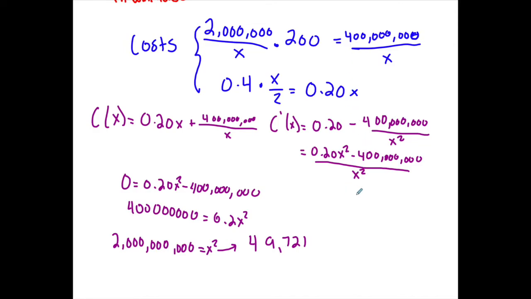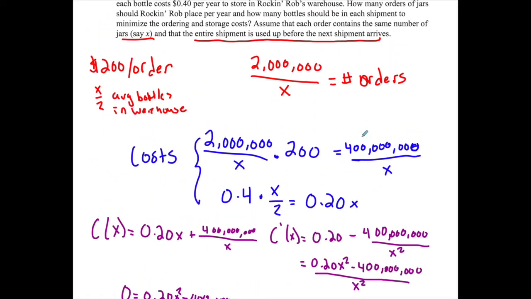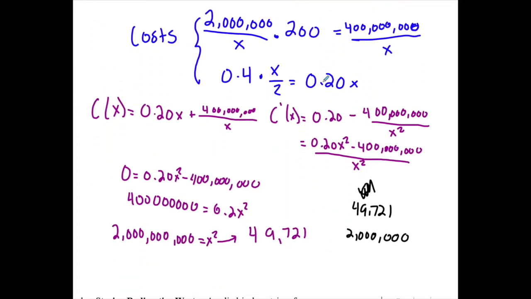So that essentially leaves three numbers to consider if we're looking for an absolute max: 0, 49,721, and 2 million. In other words, we could order nothing, and that isn't really feasible in this situation. We could order all the bottles in one shipment. It's possible, but then we have to store them all. If we order them all in one shipment, you can see that it's only going to cost us $200 to ship it. That's one $200 shipment. So it's bad for the shipping people, but great for us. But we're going to have to store that.